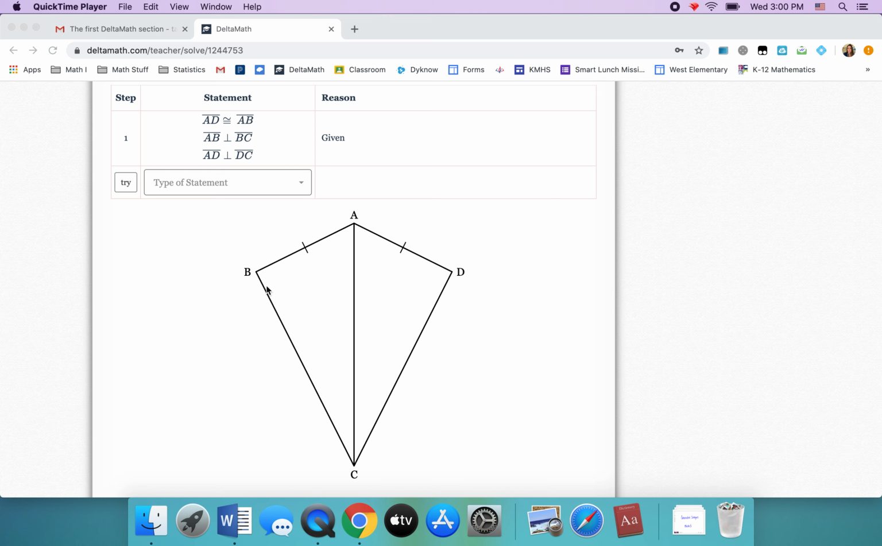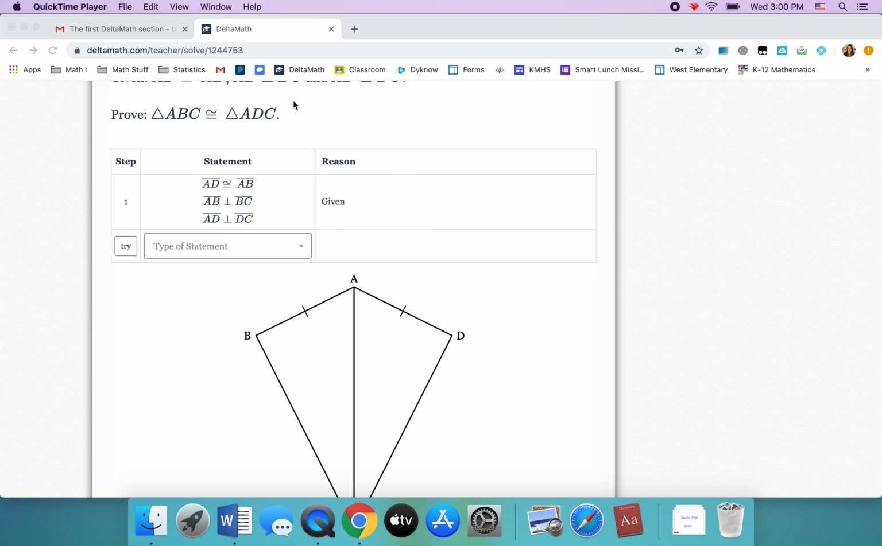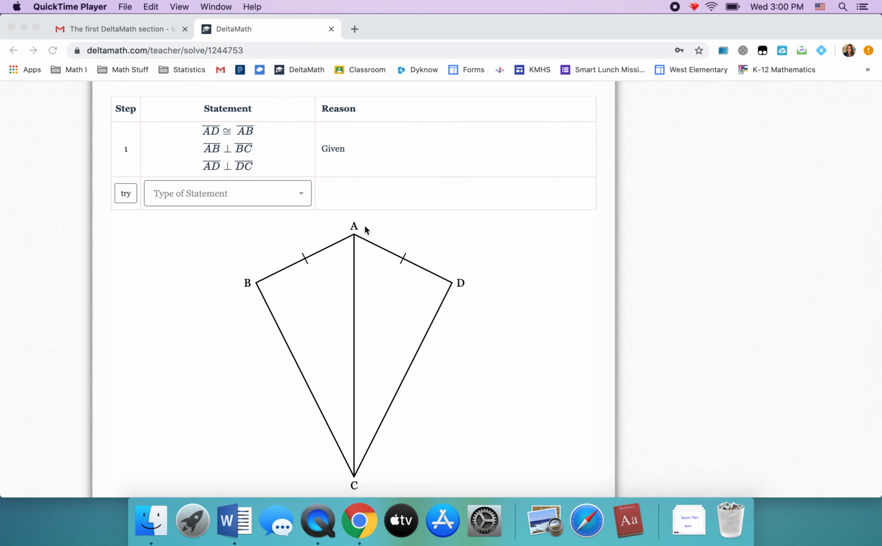So it looks like it's going to be a right triangle because of the right angles. I have a leg congruent by the given, and I have a hypotenuse congruent because of the reflexive. So my triangles are going to be congruent by HL. So you just have to sketch a picture, pre-plan based on what you're given and what you can legally add, and that should give you enough information to show the triangles are congruent.